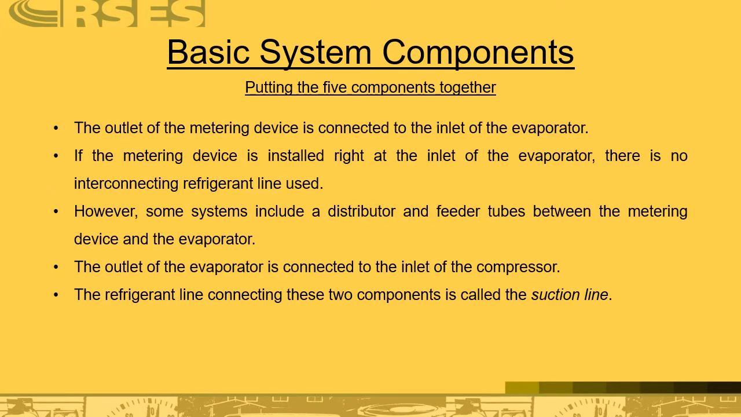The outlet of the metering device is connected to the inlet of the evaporator. If the metering device is installed right at the inlet of the evaporator, there is no interconnecting refrigerant line used. However, some systems include a distributor and feeder tubes between the metering device and the evaporator. The outlet of the evaporator is connected to the inlet of the compressor. The refrigerant line connecting these two components is called the suction line.